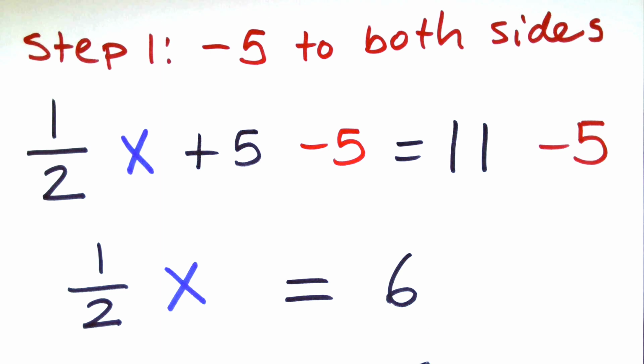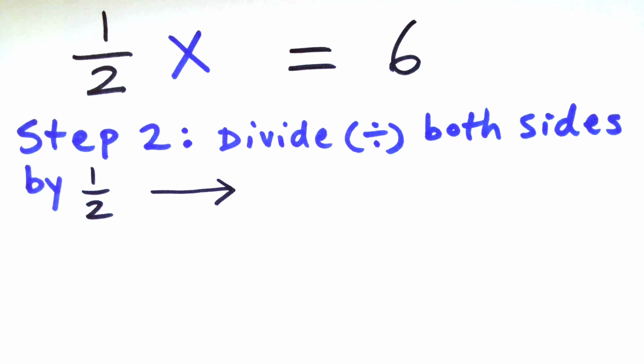All right, so we took care of our first step. What are you going to do, or what did you do, I should say, for your second step to get x all by itself? What'd you do? All right, so I hope you performed for step 2 you divided both sides by 1/2. The opposite of multiplying 1/2 times x is to divide. But what you do to one side of the equal sign, you gotta do to the other side. So 1/2 x divided by 1/2 equals 6 divided by 1/2.